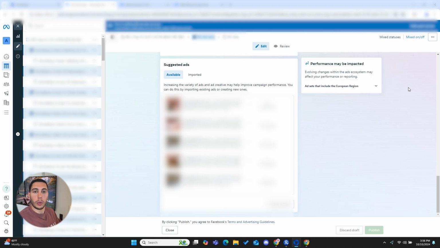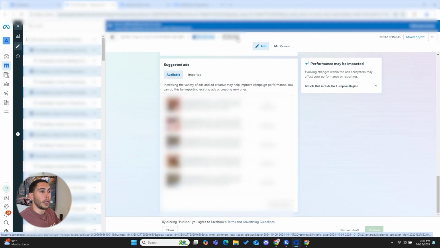We also schedule the campaign to launch at 12 a.m. the next day. That doesn't really matter much, just make sure you don't launch the campaign at like 6 p.m. local ad account time. Make sure it is launched at 12 a.m. Then this is where the magic happens.